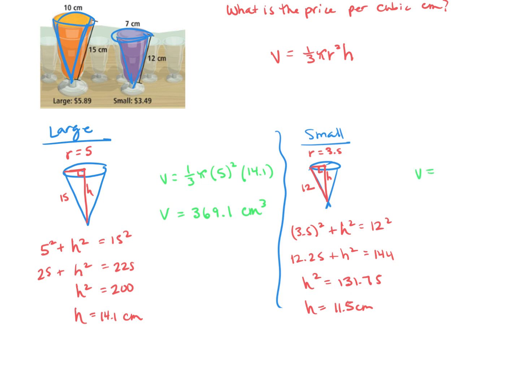So volume equals 1/3 times the area of the base times the height. So 1/3 area of the base is pi r squared, so pi times 3.5 squared times the height, which is 11.5. Kind of squeezing that in. All right, when we calculate that, we get a volume of 147.5 centimeters cubed. So yes, the smaller smoothie is going to have a smaller volume. We knew that was going to happen. But what we want to know is the price per cubic centimeter.